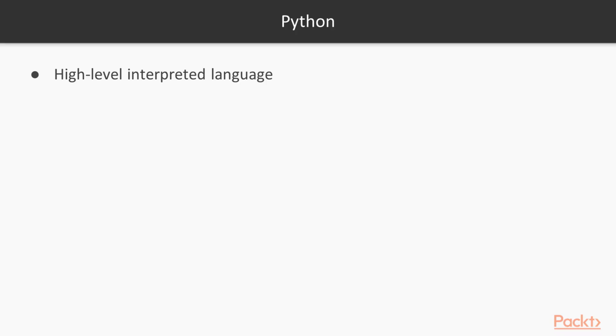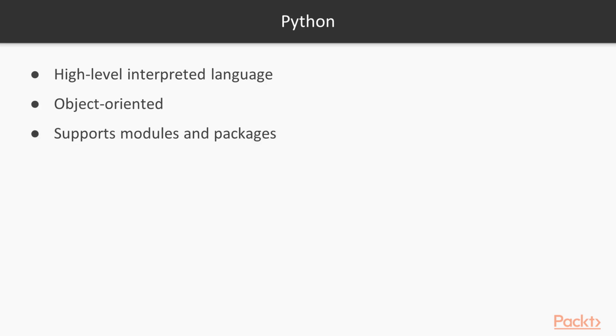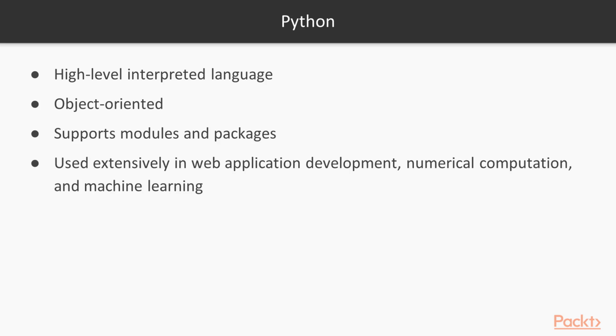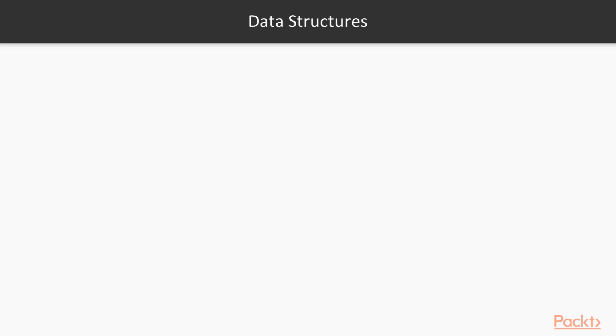Python is a high-level interpreted language. It's object-oriented. It supports creating, importing modules and packages, and it's used extensively in web application development, numerical computation, and machine learning. And regular expressions are used extensively in machine learning. So what are the data structures? It supports list, tuple, a dictionary, and sets.